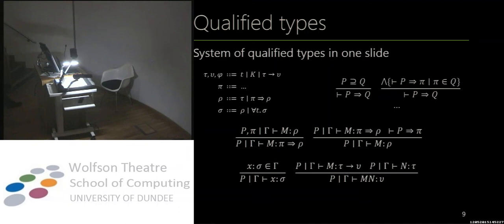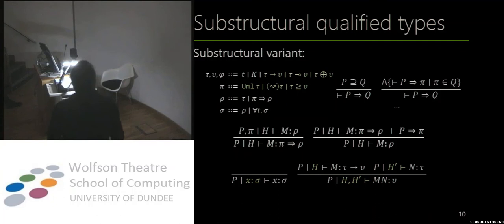We have things like a variable rule and an application rule, which look about like you'd expect them to. And then we have some rules to deal with these qualified things in particular. So this P is basically a context of assumptions on the type variables. If we have some predicate in that context, we can stick it into the type. And similarly, if our context is strong enough to prove some requirement of a type, we can get rid of that requirement. So there's nothing new here. I'm going to start talking about a substructural variant of that.